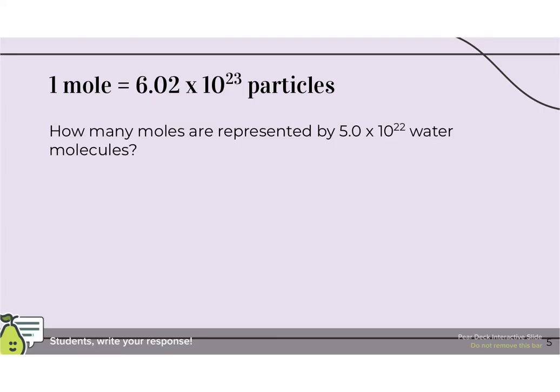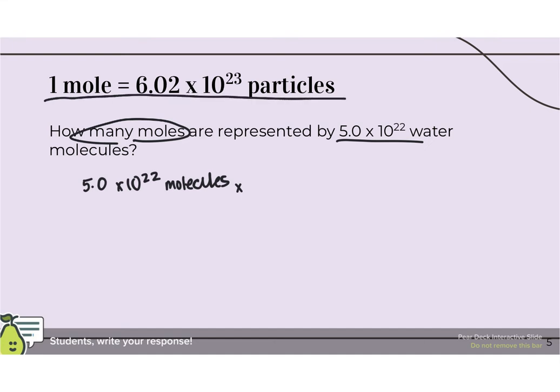Let's say now we're kind of going in the other direction. Now we're trying to figure out how many moles 5.0 times 10 to the 22nd water molecules are. So in this case, I'm going to do things a little bit differently. I'm going to start with what they've given me, which is the 5.0 times 10 to the 22nd molecules. And now I'm going to use this conversion factor up here. Now in this case, instead of the word particles, I see that it's the word molecules. So I'm just going to kind of scratch that out because it's the same conversion factor.